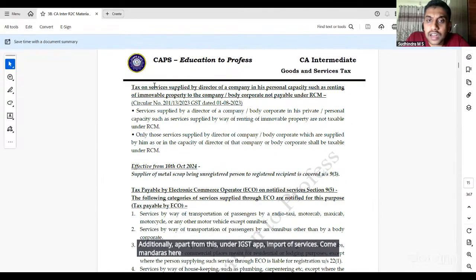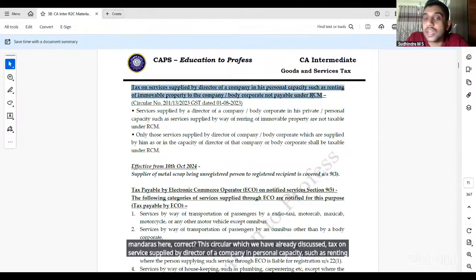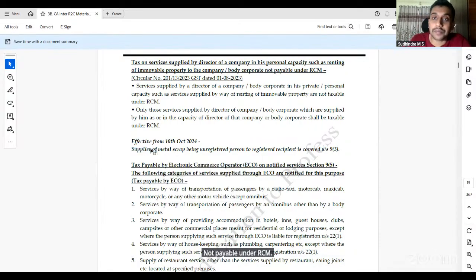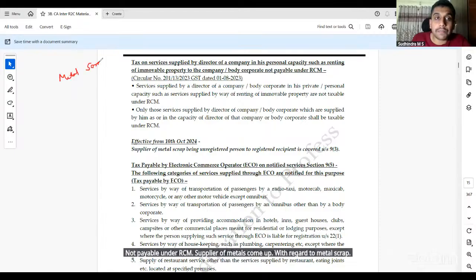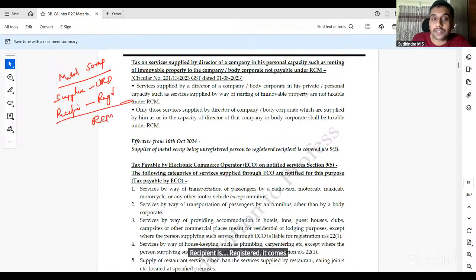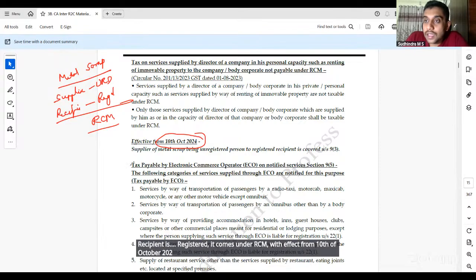Correct. This circular, which we have already discussed: tax on service supplied by a director of a company in personal capacity, such as renting of immovable property, not payable under RCM. Supplier of metal scrap: with regard to metal scrap, if the supplier is unregistered and the recipient is registered, it comes under RCM with effect from 10th of October 2024.